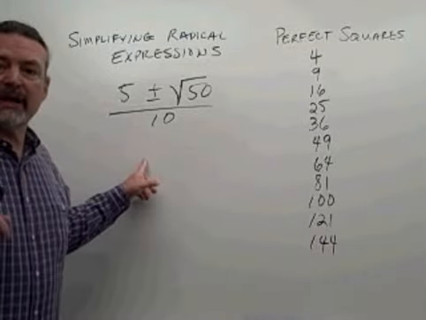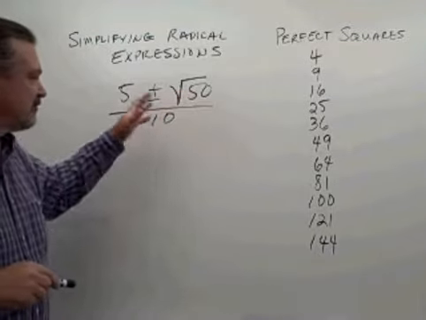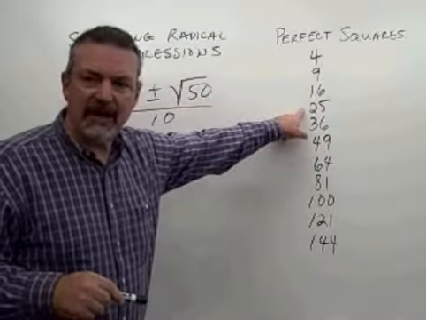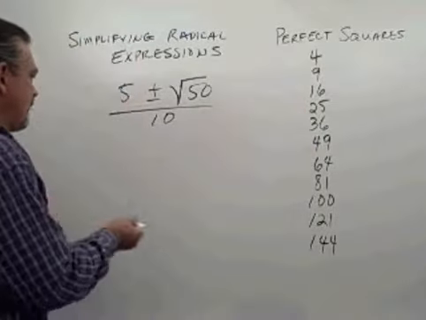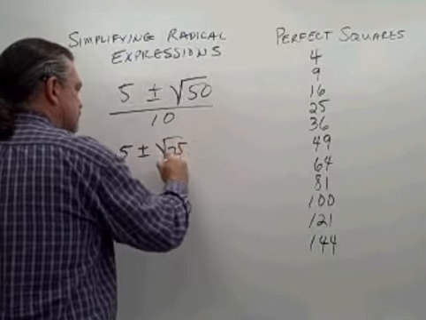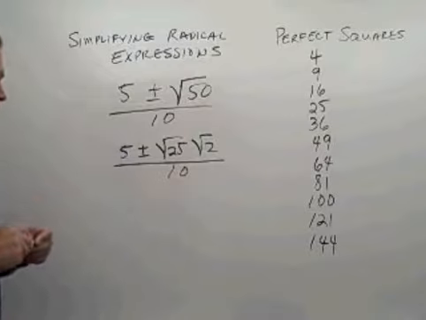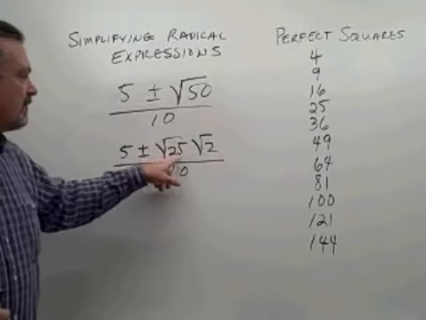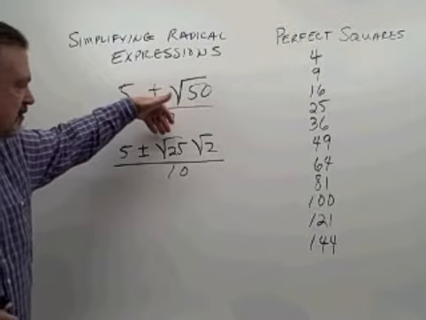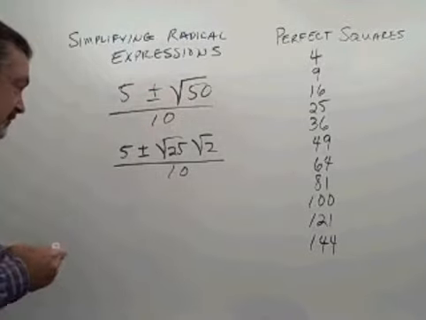Let's look at one more radical expression to simplify: 5 plus or minus the square root of 50 over 10. 50 has 25 as a perfect square factor. 25 times 2 makes 50, so the square root of 50 can be broken apart into the square root of 25 times the square root of 2. The square root of 25 is 5.